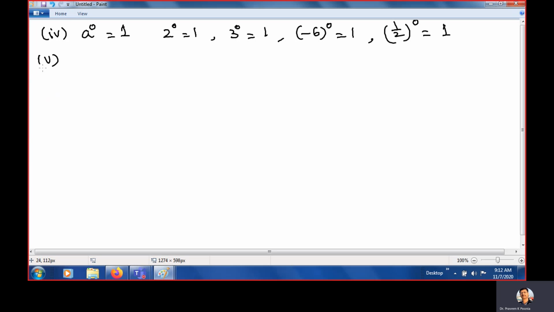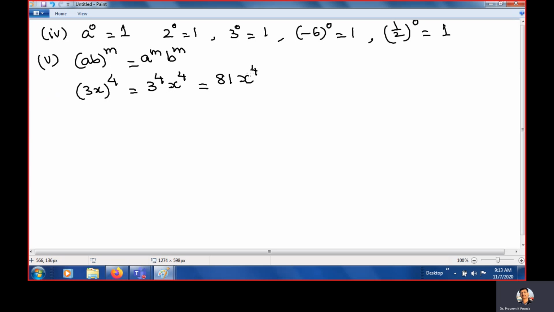Now we come to property number 5. Property number 5 is ab power m is a power m, b power m. What does this mean? If I am writing 3x power 4, what is the answer? 3 power 4 x power 4, and 3 power 4 is 81, so 81 x power 4. If two numbers are in multiplication and their exponent is 4, we can write it this way.